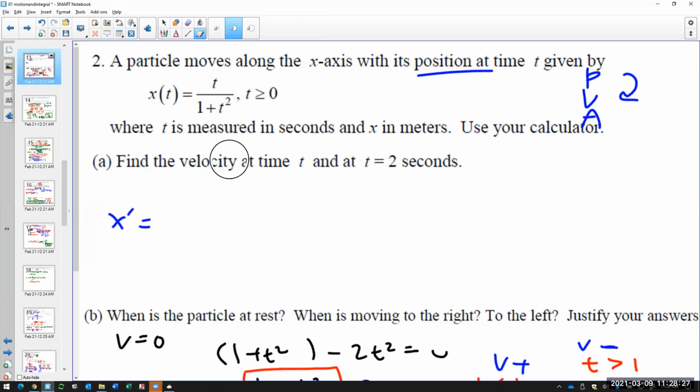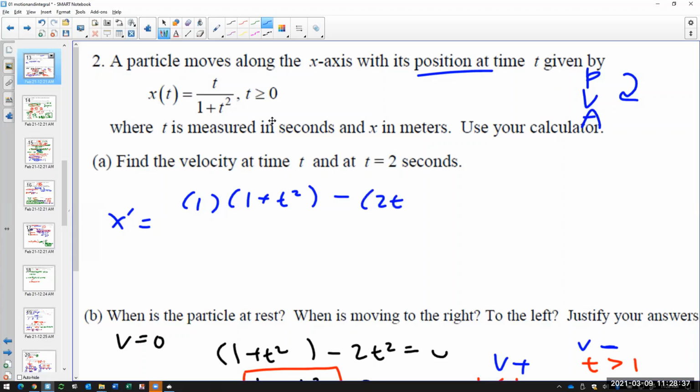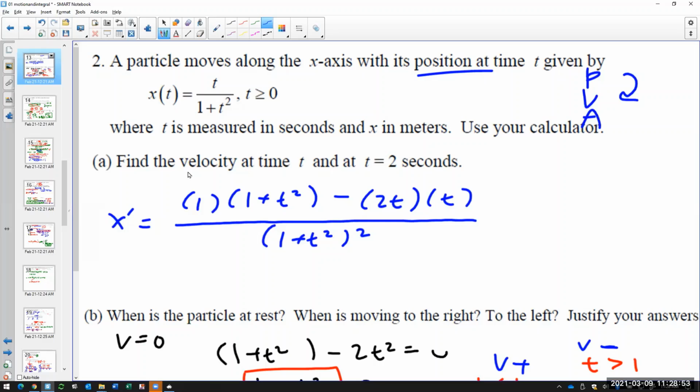This is going to be the derivative of the first times the second minus the derivative of the second times the first. You guys with me so far? Derivative of the first times the second minus derivative of the second times the first, all over what, guys? The whole bottom. Take the whole bottom and square it. All right, that is your answer. That is the velocity at time t.